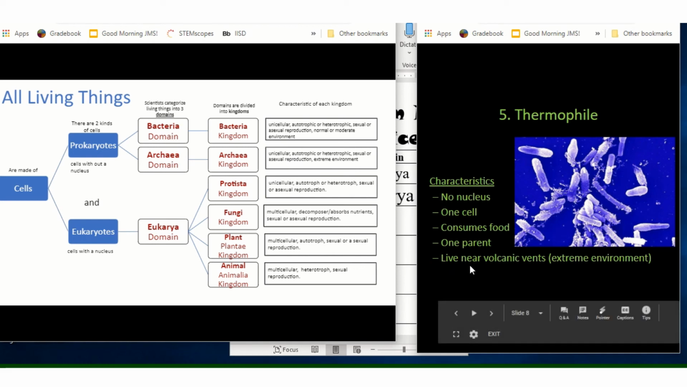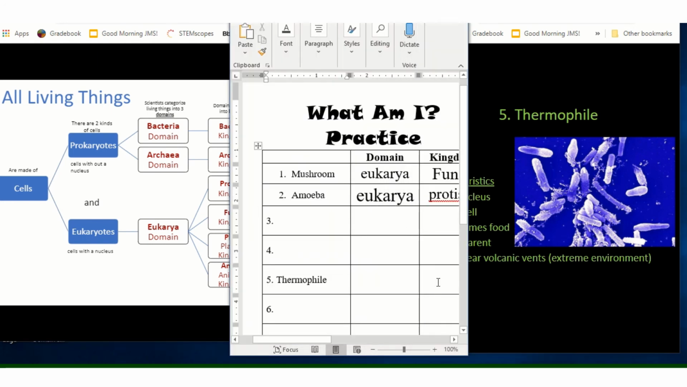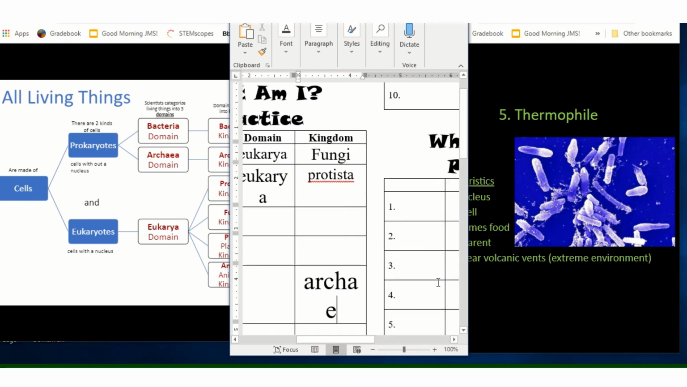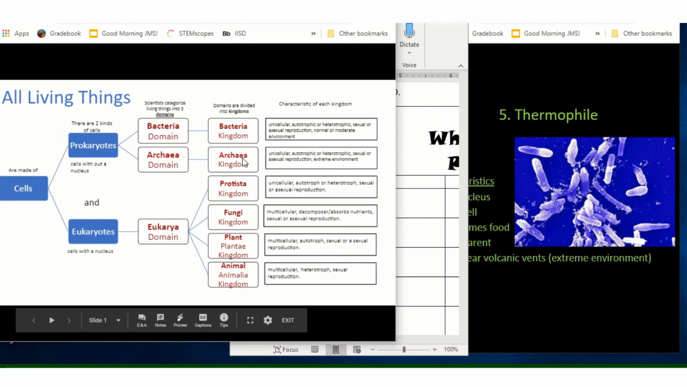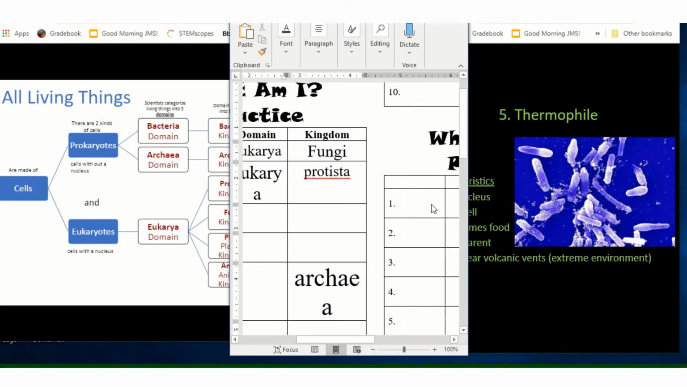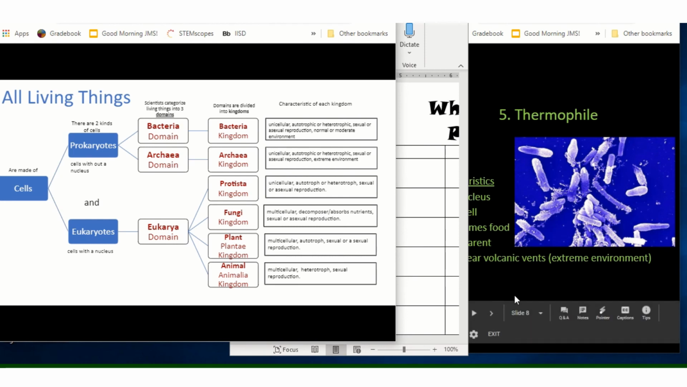So now it says live near volcanic vents. Extreme environment. This says normal or moderate environment. Here, this one says extreme environment. So we know we work backwards. It says the Archaea kingdom. So we can put Archaea here for the kingdom, and now we got to look for the domain. So we follow the line backwards, and it says the Archaea domain. Okay. So that's how you're going to do this activity.